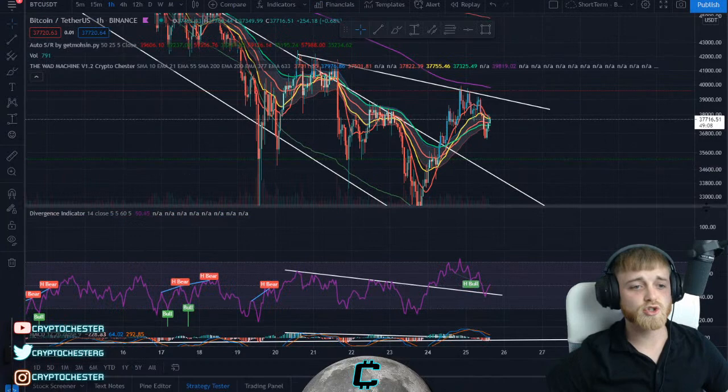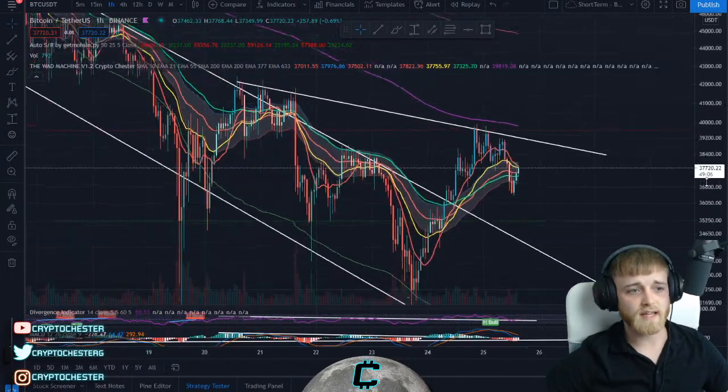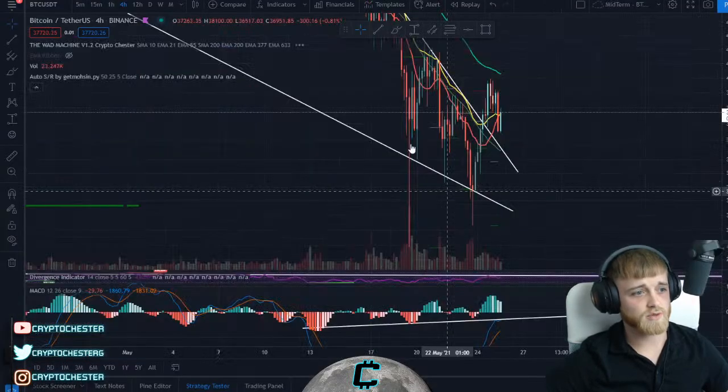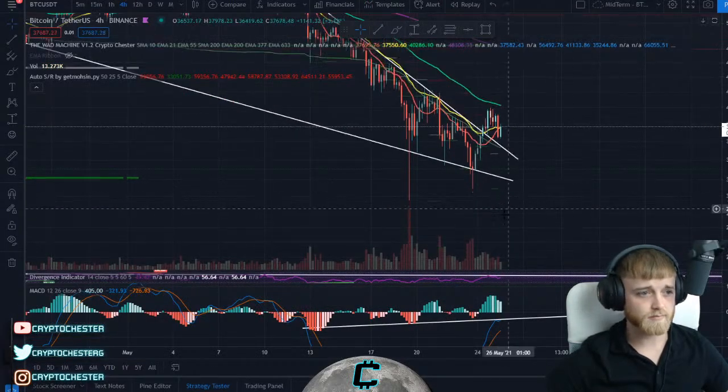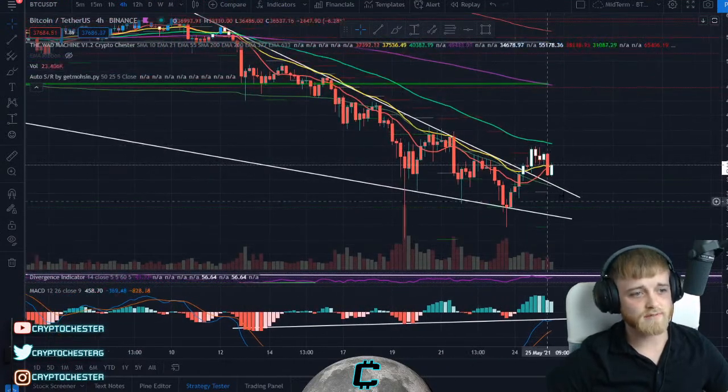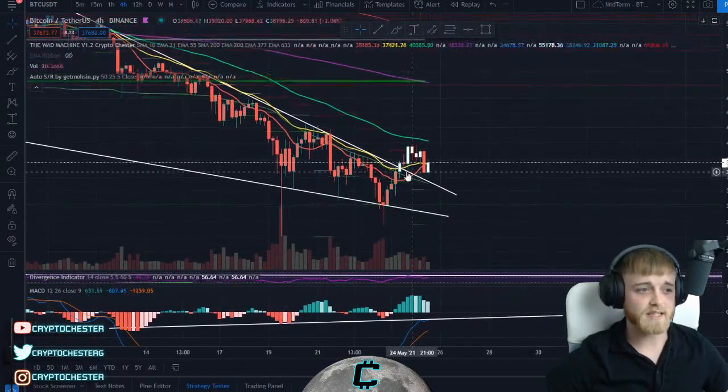I'm just going to jump straight across to the midterm now. I think that's pretty much the short term covered. Guys, if we jump to the midterm now for Bitcoin, as you can see here, we do have this falling wedge here, and we did see that break to the upside.